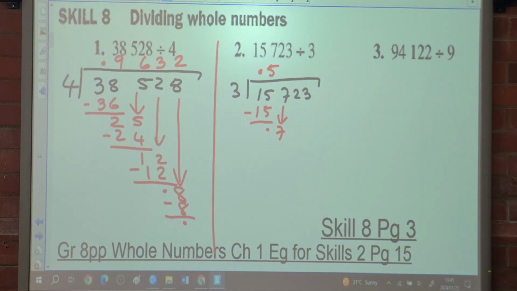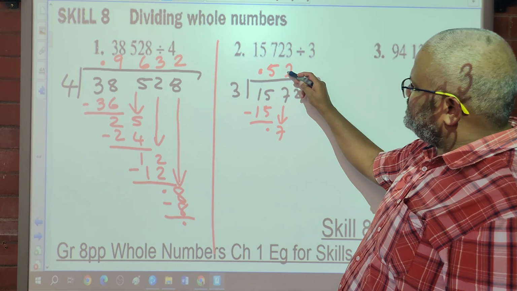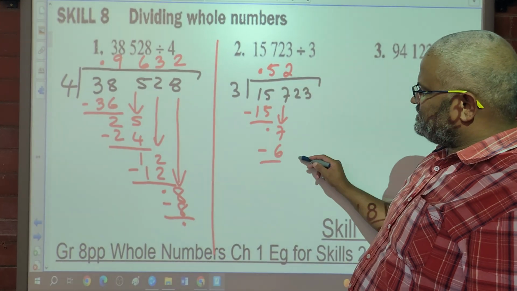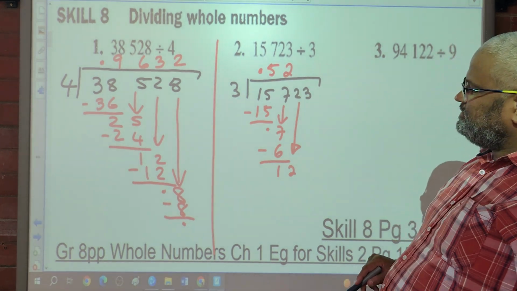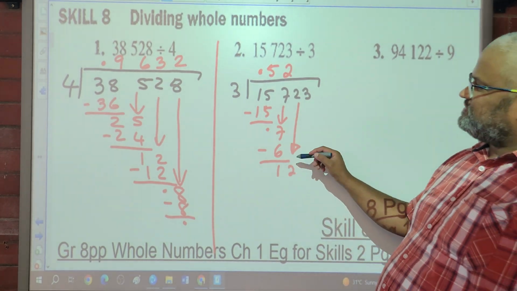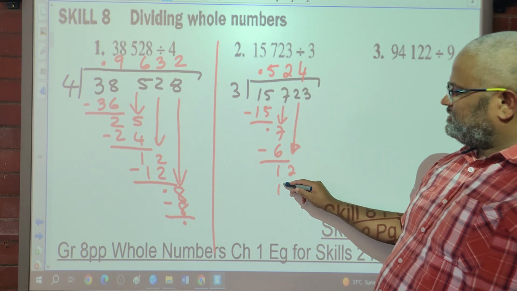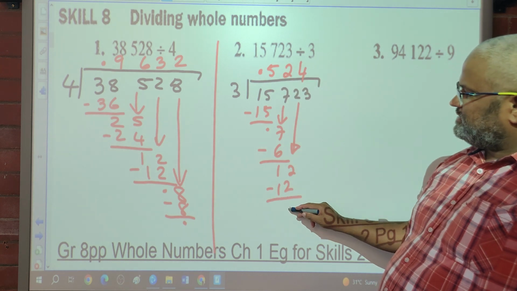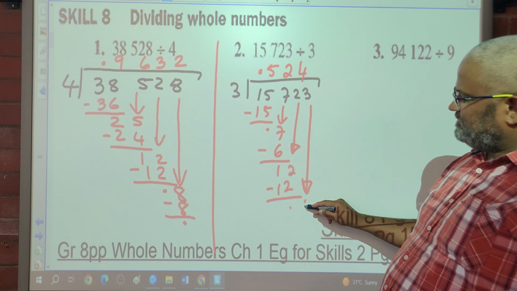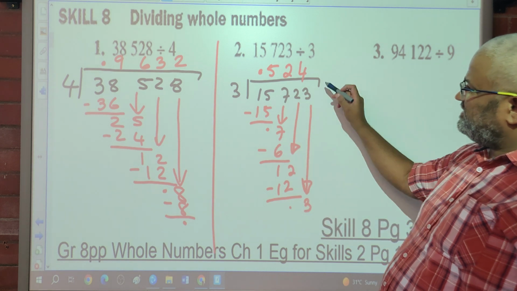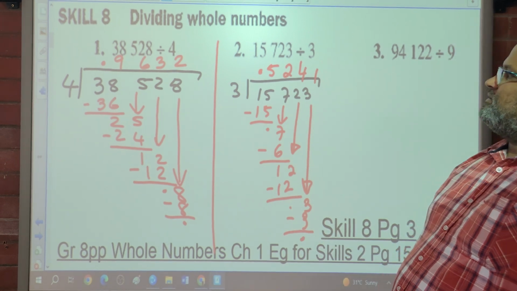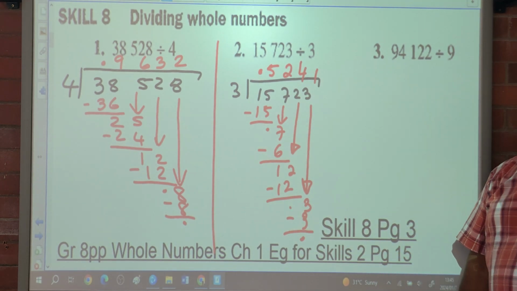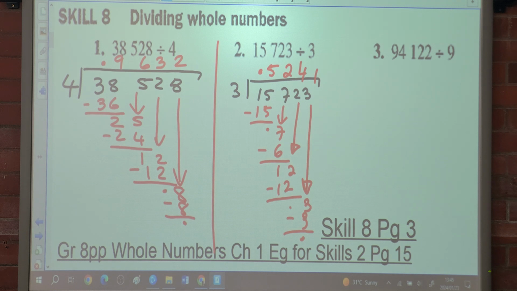0. 3 going into 7 how many times? Twice. 2 times 3? 6. You subtract it again? Bring down. 3 going into 12 how many times? 4 times 3? Subtract again. Bring down. 3 going into 3? 1 times 3? Subtract again. So 15,723 divided by 3 is 5,202. Okay.